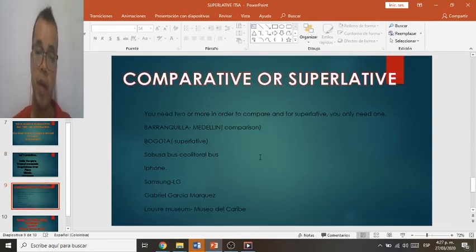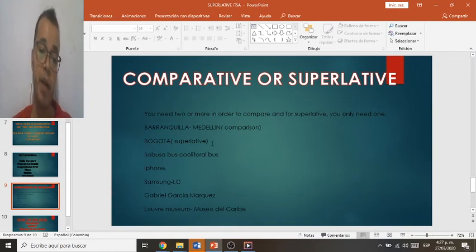Comparative or superlative? Let's review if it's comparison or if it's a superlative. You need 2 or more in order to compare, and for superlative, you only need 1. Barranquilla, Medellín. If I have Barranquilla, Medellín, is that a comparison or a superlative? It's a comparison because I have Barranquilla, Medellín. I can say Barranquilla is hotter than Medellín. Barranquilla es más caliente que Medellín. Possible or not possible? Yes, it's possible.